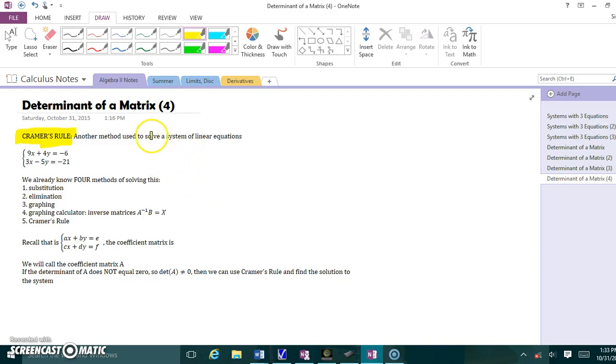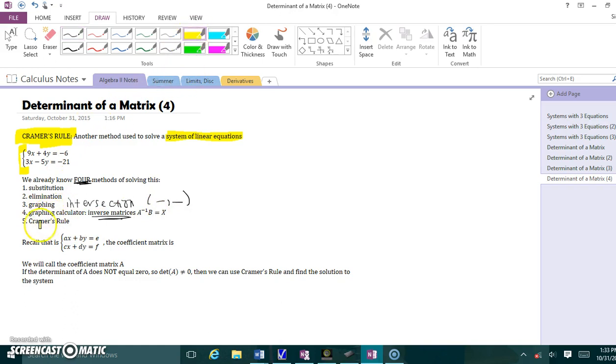So Cramer's rule is another method used to solve a system of linear equations. For example, like this. You already know several ways to do this. In fact, you know 4 different ways. Substitution, elimination, graphing, that was the intersection point, or wherever they intersected, that was the ordered pair. And you also know how to do it on a graphing calculator using inverse matrices. So you had your coefficient matrix A, your constant matrix B, and you used it to get your variable matrix X, and you did A inverse B.